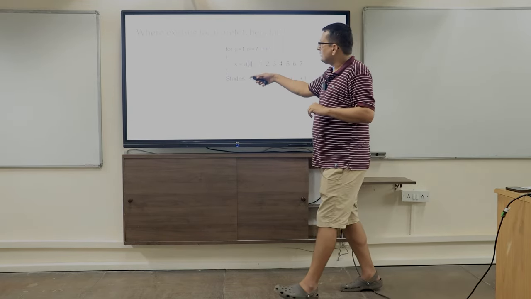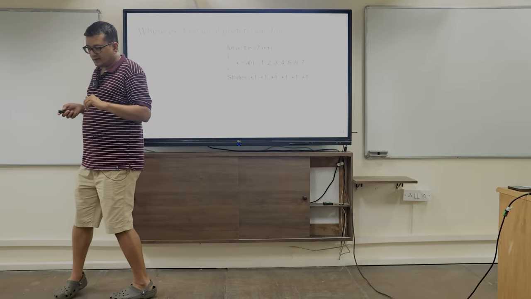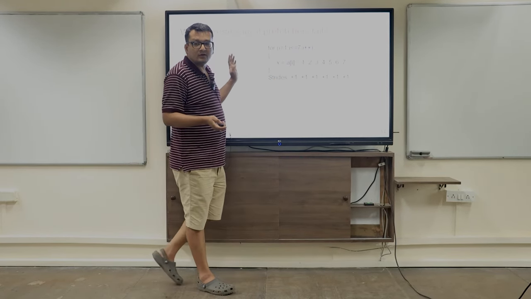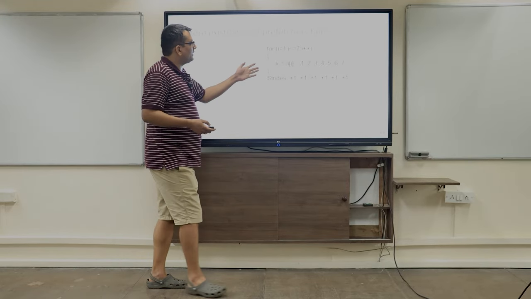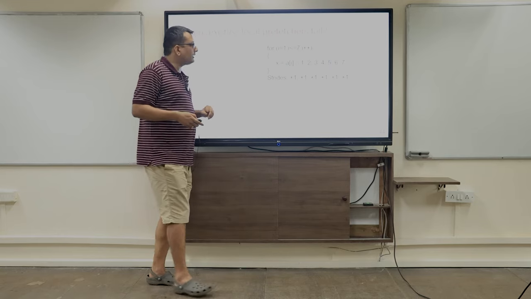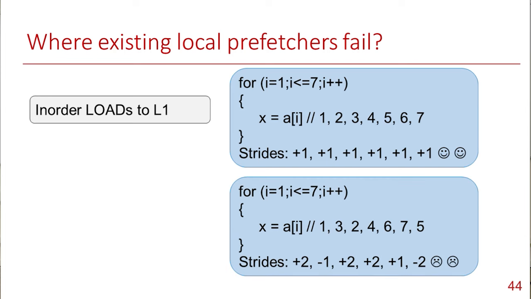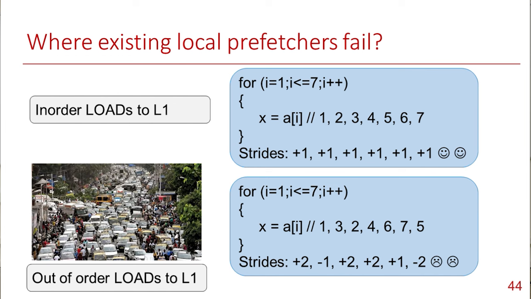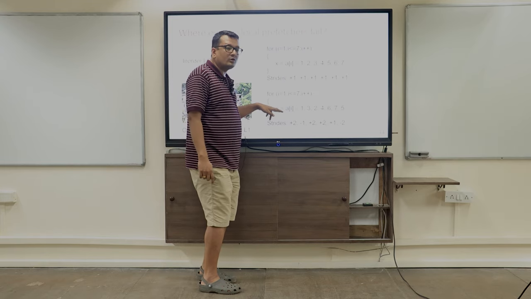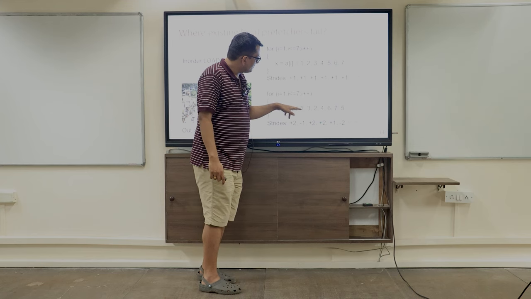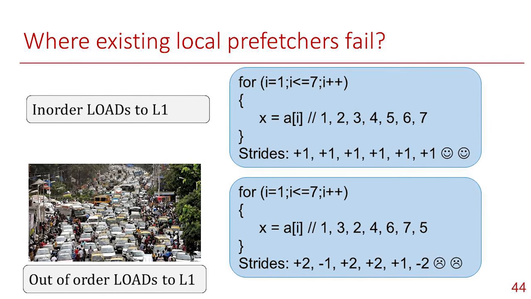If you look at this particular for loop, you can understand the notion of strides or deltas: plus one, plus one, plus one. Pretty good. Your prefetcher will say, okay, go and prefetch A of 8, A of 9, A of 10. But as I started this talk saying, my processor is like Mumbai or Bangalore traffic. It's out of order, which means even if you have written this code, your memory may get requested in a different order. So now these deltas are not predictable.